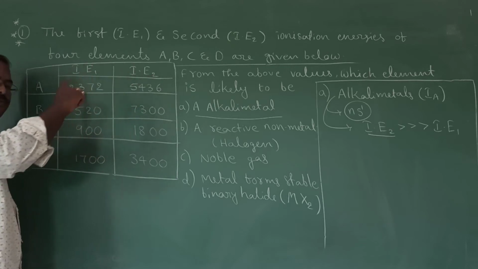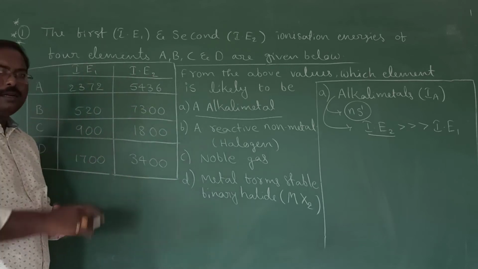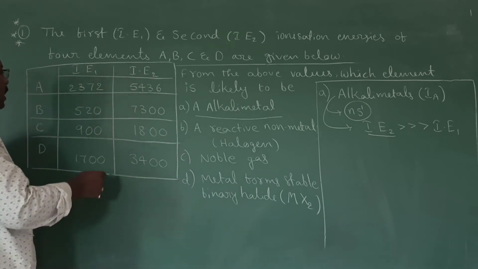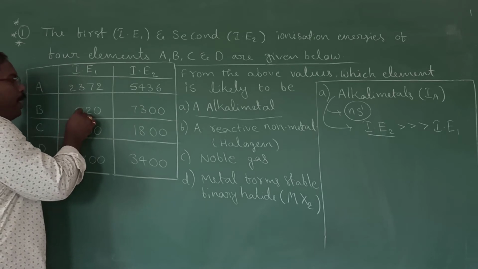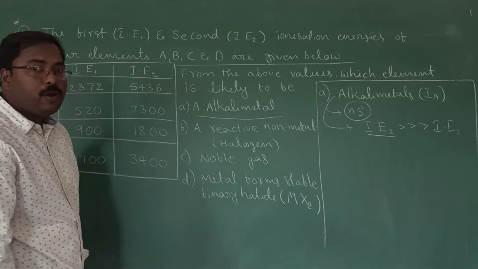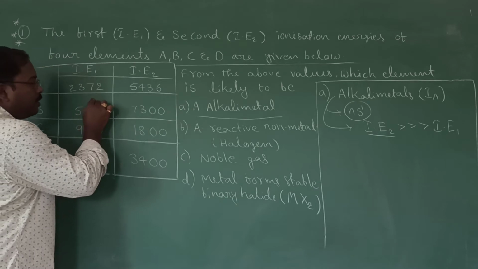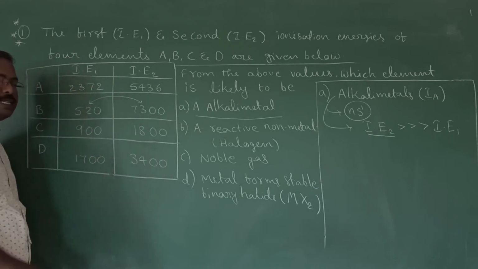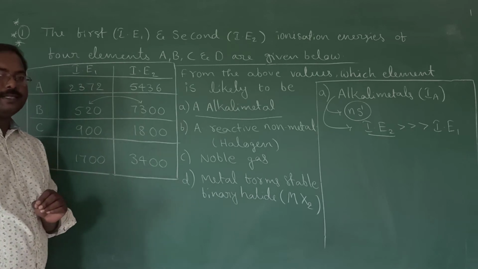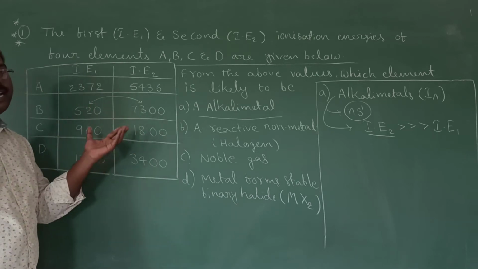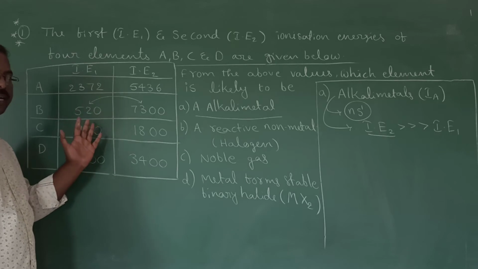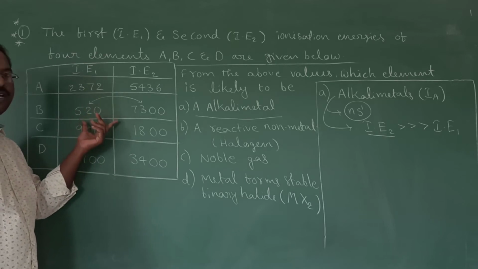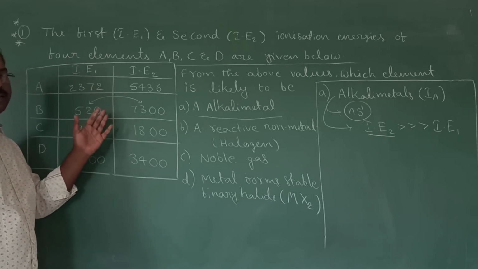2300, 5400, just more than double. Okay, but observe this one, 522, 7300. So 520 to 7300 is a very large difference, right? Nearly 7 times or 6 times or 7 times higher value. Okay, understood the logic of that?